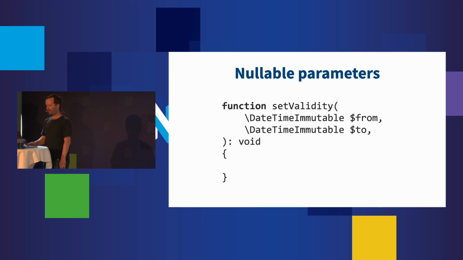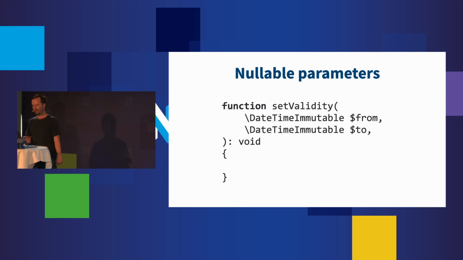All right. Next, I'm just telling you what kind of things I want you to avoid in your code. I realize that. So next, I want you to avoid nullable and optional parameters. So let's say that we have a method on our entity that is setting validity. So we are setting a from date and a to date. And let's say the customer comes and he wants to remove these dates from the entity. He wants to reset the entity so that it doesn't have any validity.